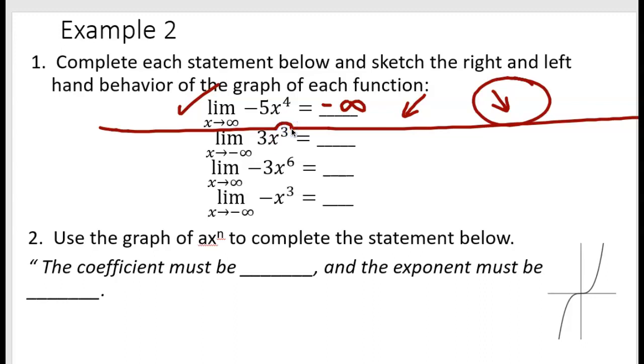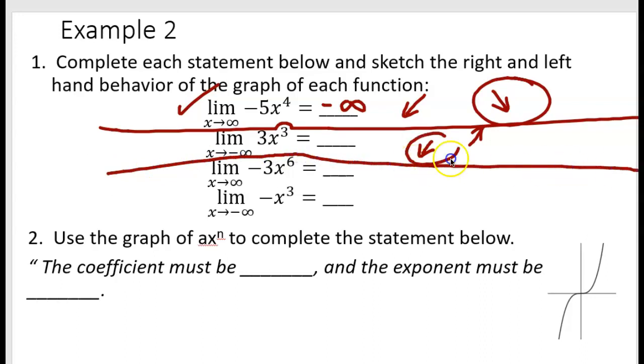I have an odd power here, and when I have an odd power, that means the right side and the left side go in opposite directions. I have a positive coefficient. When I have a positive coefficient, that means that the right side goes up and the left side goes down. Now, what side do I care about to answer this question? That means I care about the left side. So what's happening on the left side of my graph? The left side of my graph is going downward. So that's a negative infinity also.